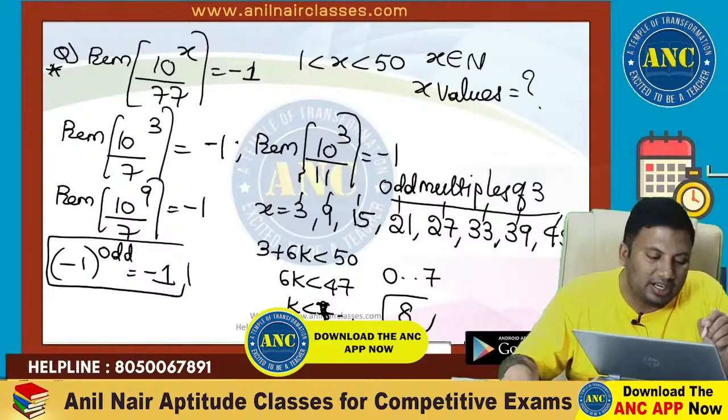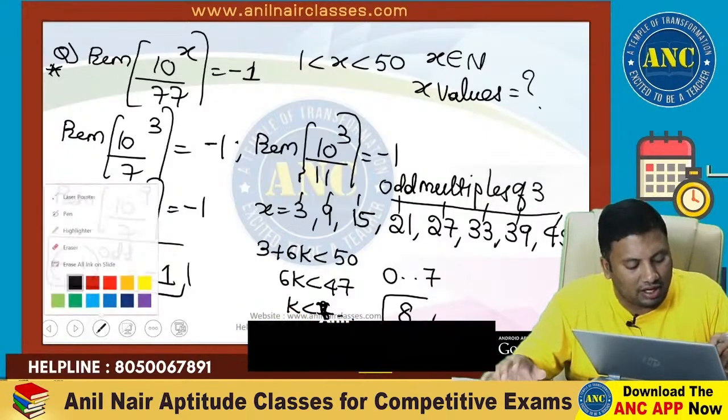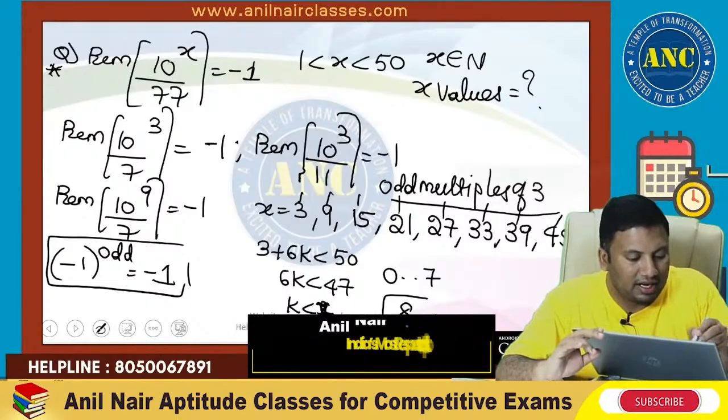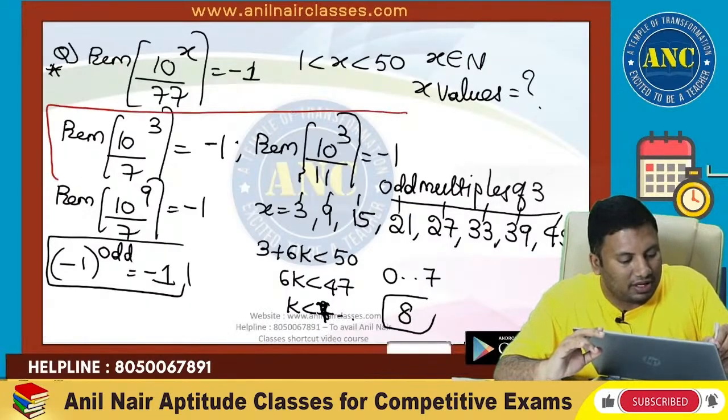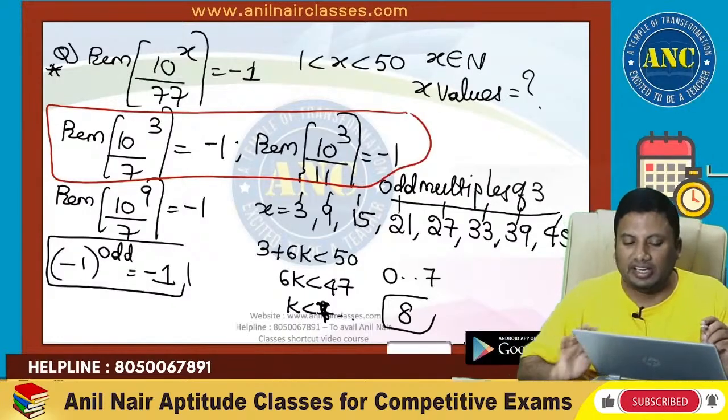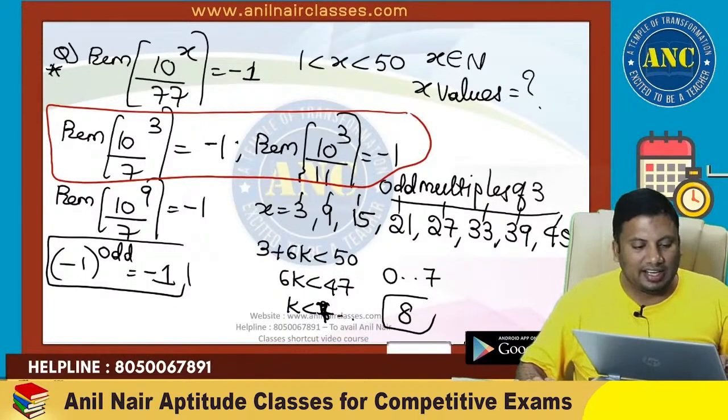10 power 3 divided by 7 is minus 1. 10 power 3 divided by 11 is minus 1. 7 into 11 is 77. I hope the idea is clear.